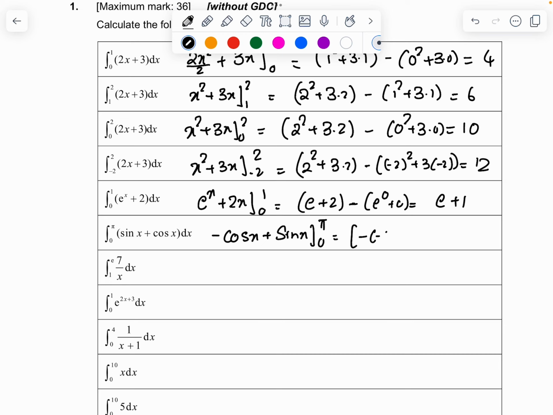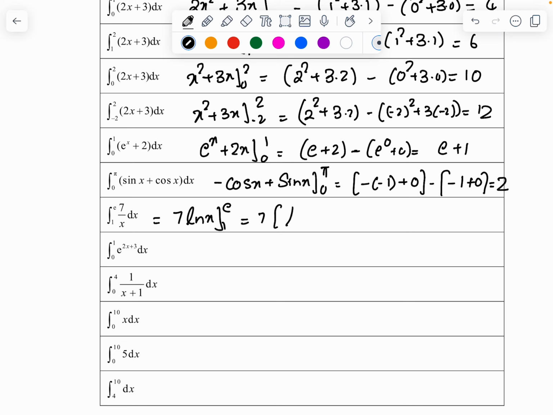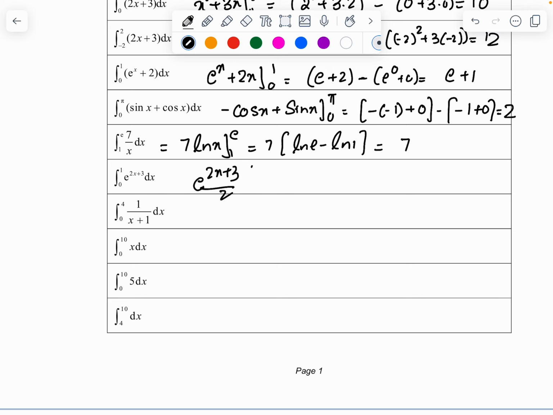7 upon x, it is 7 ln x from 1 to e. 7 times ln e minus ln 1, which is going to be 7. e to the power of 2x plus 3 upon 2, from 0 to 1. So 1 upon 2, substitute e to the power of 2 plus 3 minus e to the power of 0 plus 3. So it is going to be e power 5 minus e power 3 divided by 2.